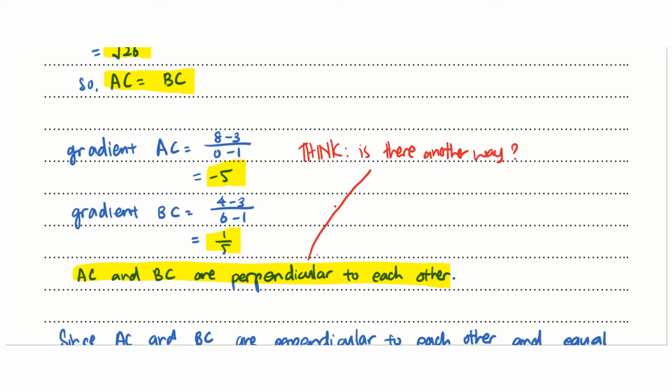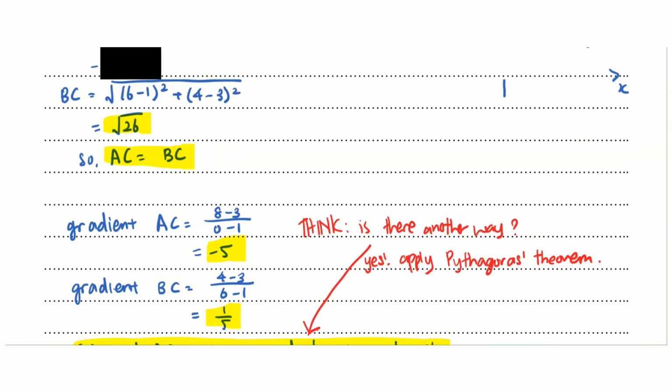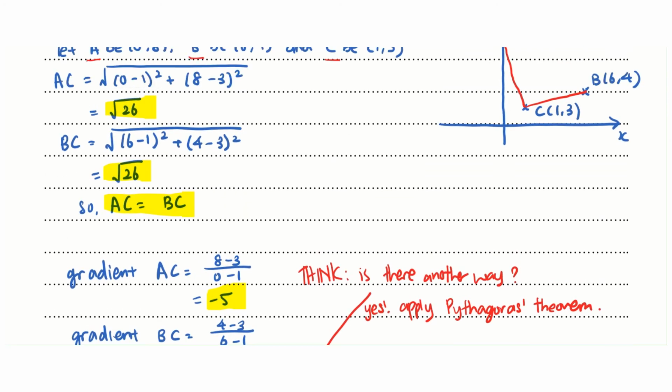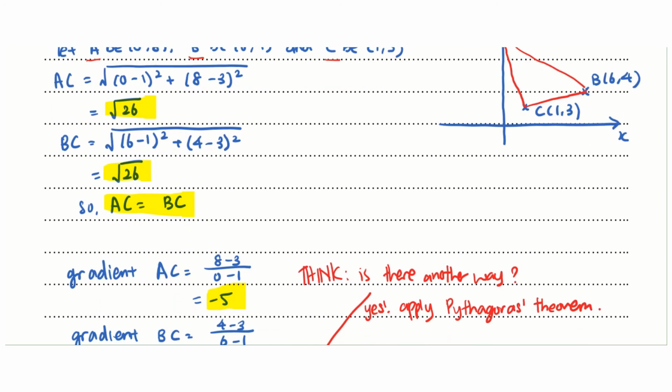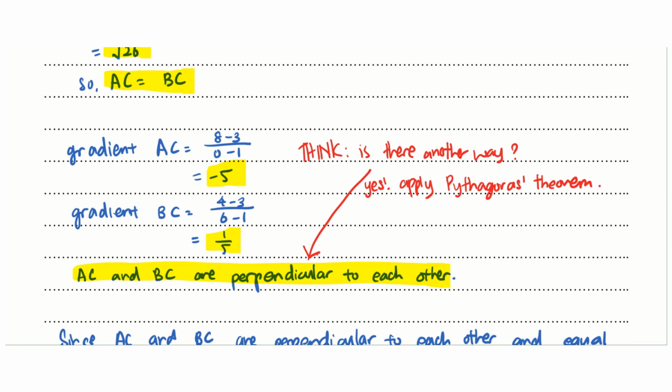Is there another way to do this? I hope that you gave it a thought. There is actually another way, which is to apply Pythagoras' theorem. So the answer is yes. How do we go about doing that? It is just like in your E-maths, when I want to verify that a triangle is a right-angled triangle. I have already found the lengths of AC and BC. What I can do is find the diagonal, in fact the hypotenuse, of a possible right-angled triangle, AB.